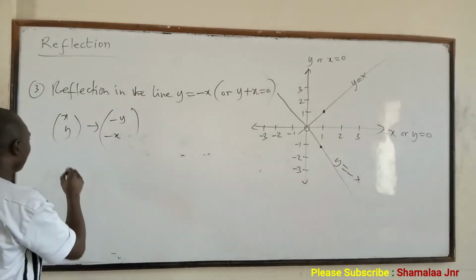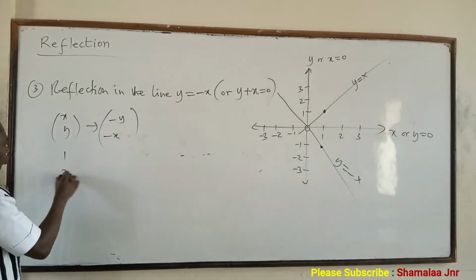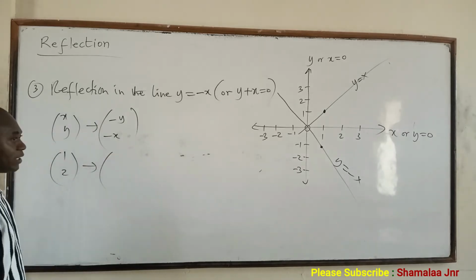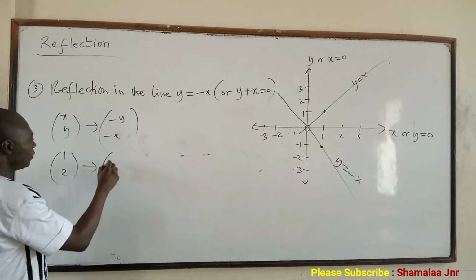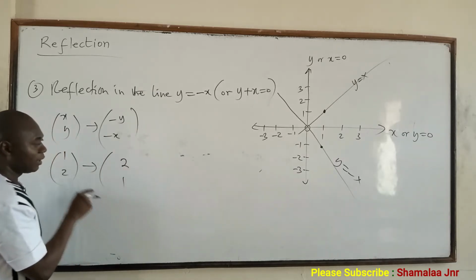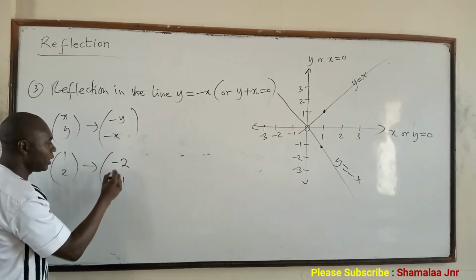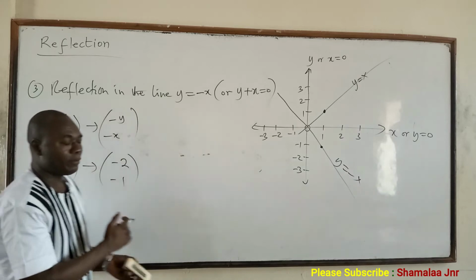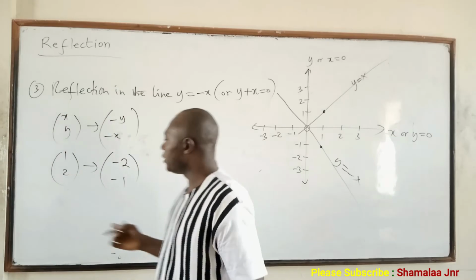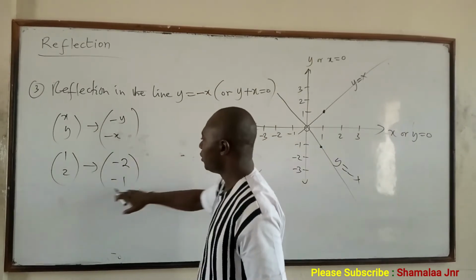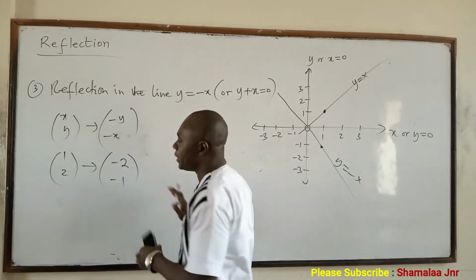So when you have something like this, say 1, 2, being reflected in the line y equal to -x, then first of all, interchange them, so 2, 1, and they are saying you should negate them, so negative. So when you have a point 1, 2, and it's reflected in the line y equal to -x, or y plus x equal to 0, you are going to have -2, -1.